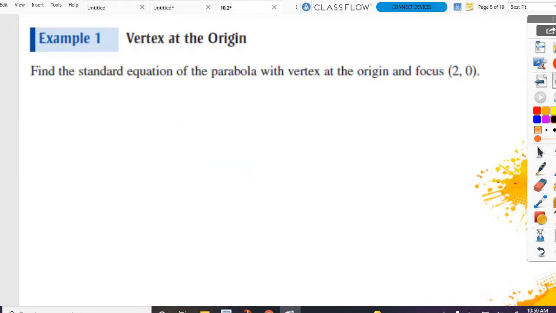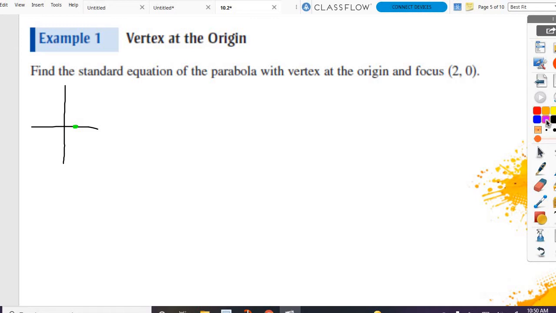Draw a picture, do a rough sketch. For most of our conic sections, when we're trying to find an equation, it's going to be helpful to at least sketch the information that we know. So for our focus, where is that located? It's on the x-axis at 2. So I'm here, right? Because I've gone right 2 and up or down none.